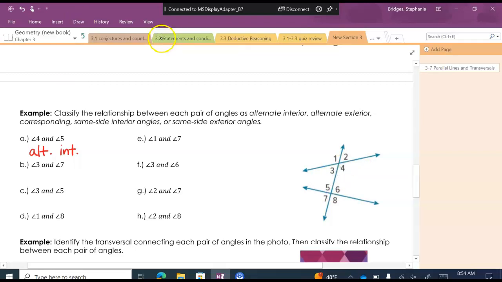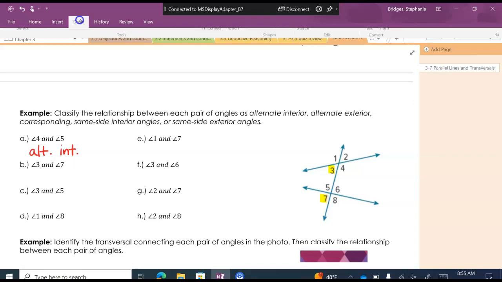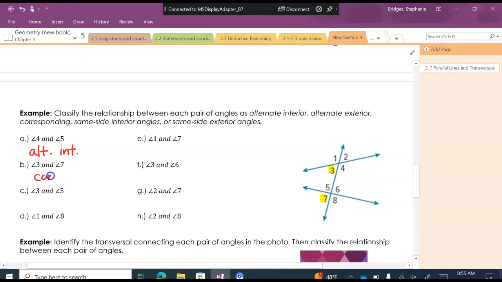Again, we are looking at angles 3 and 7. Here's the first question. Are they both inside my two lines? No. Are they both outside of my two lines? No. There's one of each, one inside and one outside. Angle 3 is in the bottom left of the 4 angles at the top. Where is angle 7? It's also in the bottom left. So what would that make those? If they're in the same place, we call it corresponding.